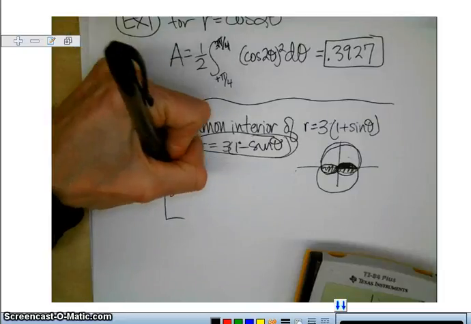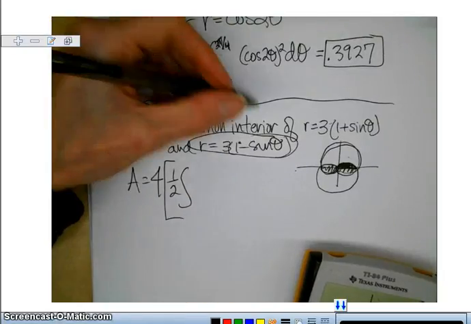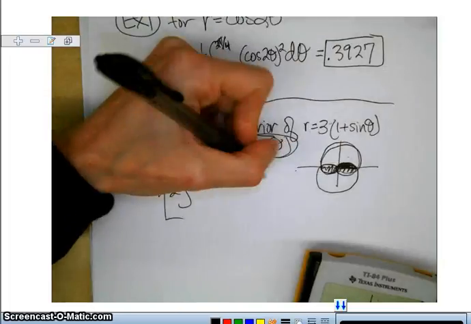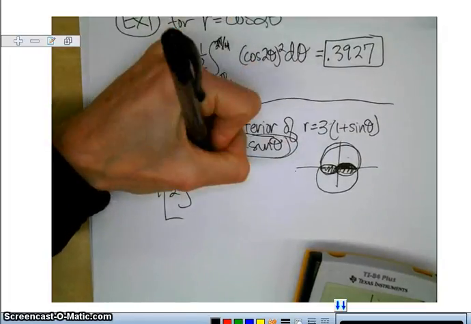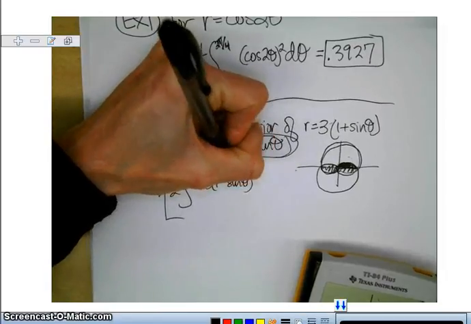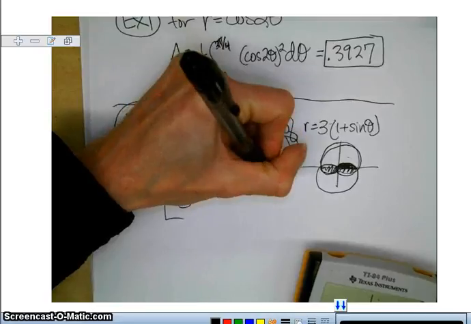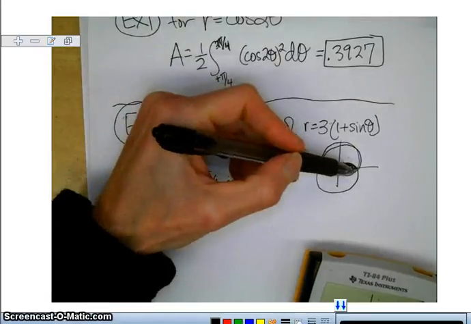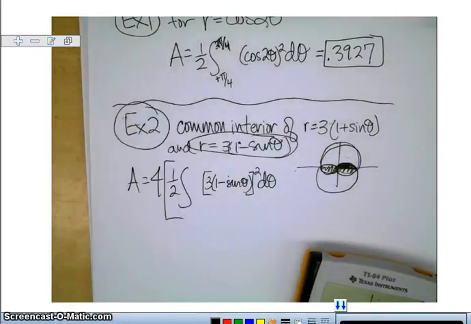The integral is 1/2 times the integral from, now the thing is I've got to find my limits of integration just to get that one section. I know the function is 3 times 1 minus the sine of theta. That's the one that I've chosen. I could choose the other one, the plus one, but then I'd pick one of these. That would be the range I need to find.